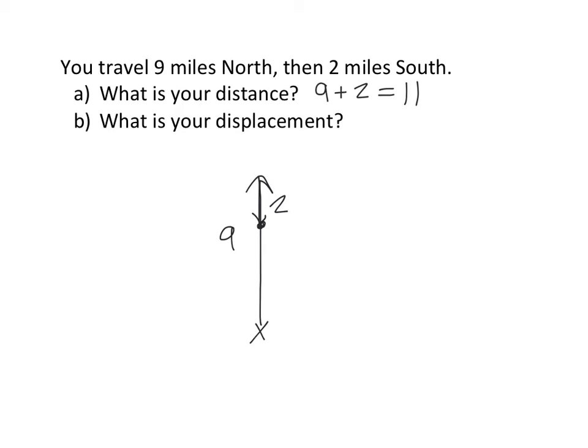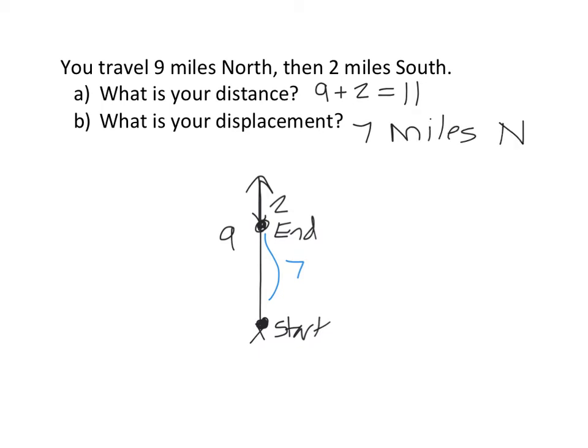Your displacement, on the other hand, is basically the difference between where you started and where you ended. So if you began here and you ended here, how far are you from your starting position and in what direction? If I went 9 north and turned around and went 2 south, hopefully it makes sense that we are 7 miles away from our starting point. I should clarify, this is start and this is end, not south and east. So we are 7 miles north of our initial position, so our displacement is 7 miles north.